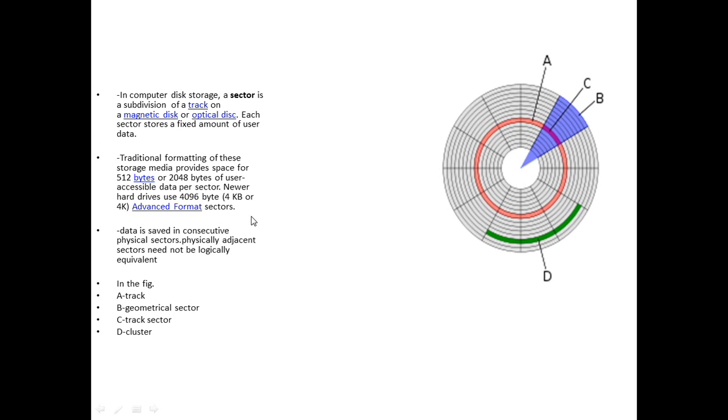Data is saved in physical sectors which are consecutive. Physically adjacent sectors need not be logically equivalent. We'll see this properly in the next section. What does this mean? Now from this figure, A represents a track, B represents the geometrical sector. Geometrical sector means it includes the sector of all the tracks on a platter.